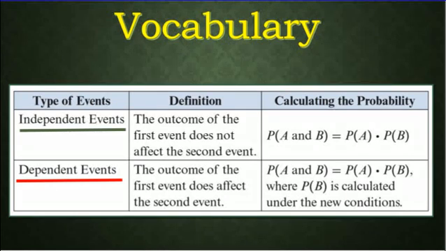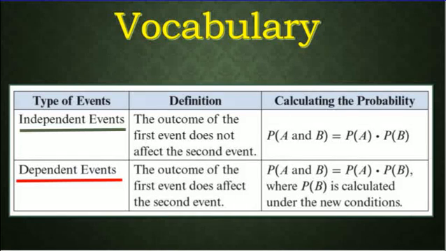And so this would be an example of you roll a number cube and you spin a spinner. What you get on the number cube does not affect what you get on the spinner. So those would be independent events. They have nothing to do with each other. So to calculate the probability, you take the probability of event A and you multiply it by the probability of event B.